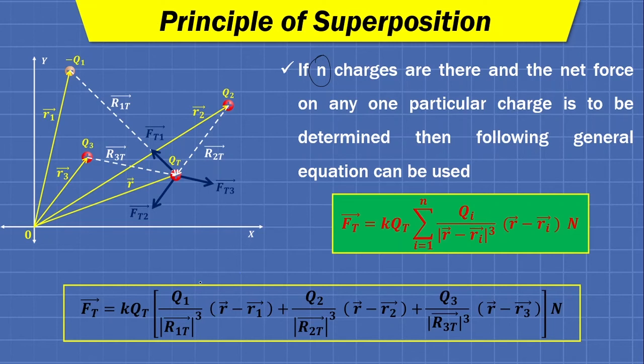Here you can also say that kQt can be kept as common, then summation of 1 to n. Here three charges are there, so Q1 divided by R1t cube into R bar minus R1 bar. Same way for Q2 and Q3. So this is how we can use the principle of superposition.